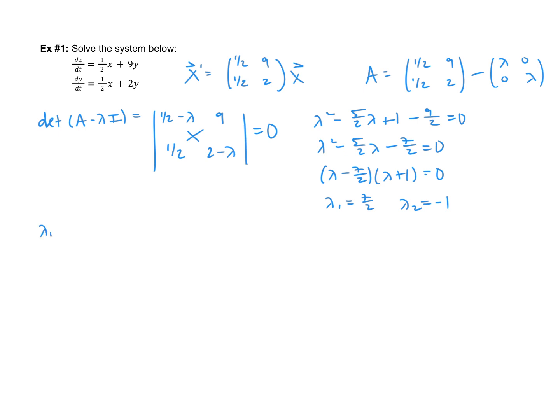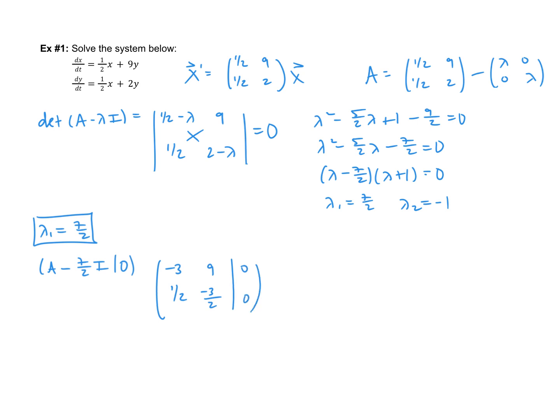So I'm going to start with the first eigenvalue of that 7 over 2. And so if you remember, what we're going to do is we're going to take matrix A and subtract 7 over 2 I, and we're going to augment with 0. So when we do that, we get -3, 9, 1/2, -3 over 2, augmented with 0. So I'm going to do two steps in one. The first thing I'm going to do is I'm going to multiply the first row by -1/3. So when I do, I get 1, -3, 0.